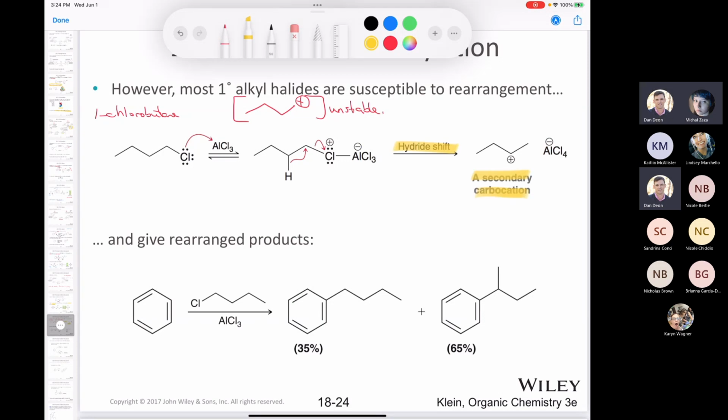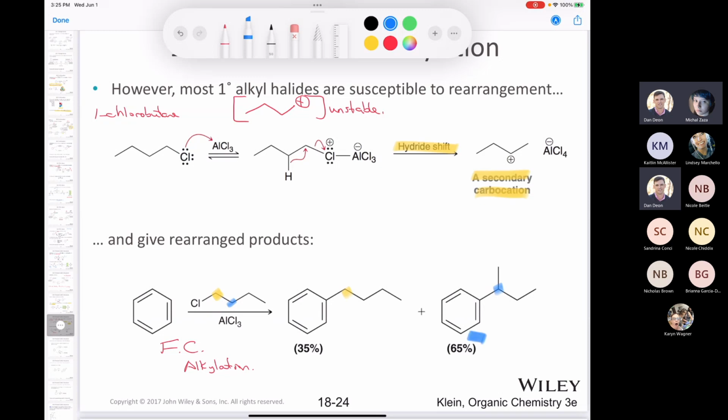And so if you try to do a Friedel-Crafts alkylation, so this would be a Friedel-Crafts alkylation, with a primary alkyl halide that has some kind of chain on it, you're going to end up with alkylation at the primary carbon, but you're also going to end up with alkylation at a position that results from a hydride shift that would produce a secondary carbocation.